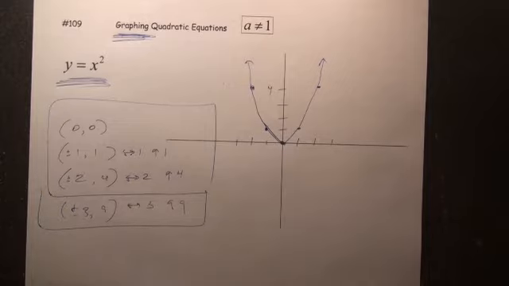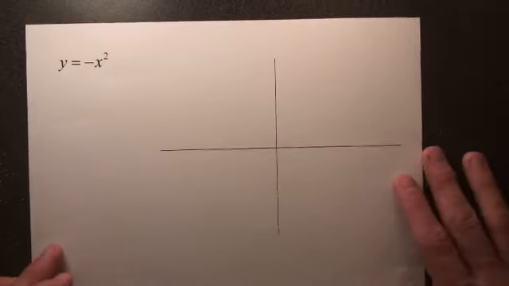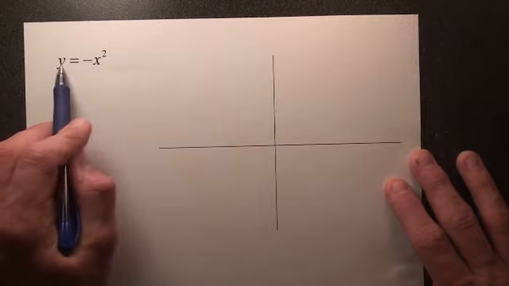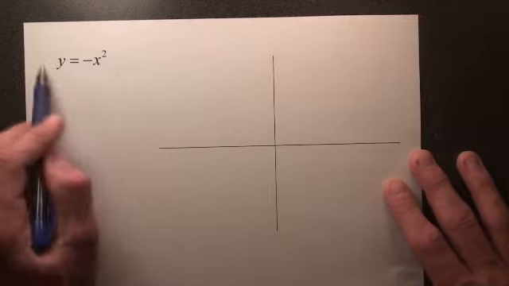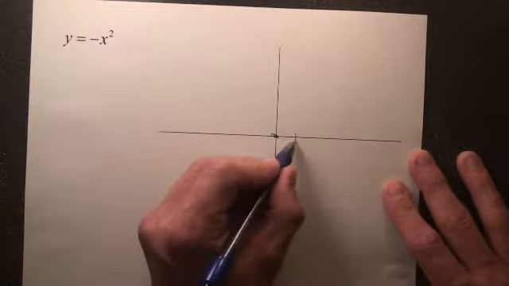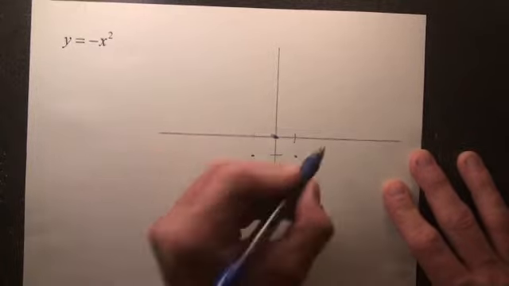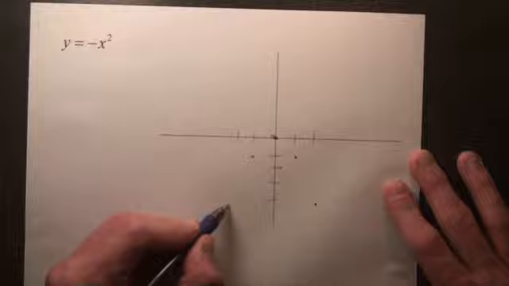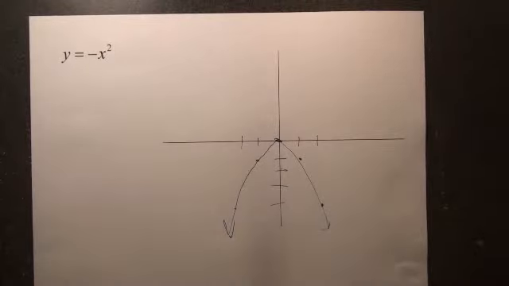All right, now let's go to the next one. The next one has the a value at negative 1. All right, well, what's going to happen here? All this is saying is take the y values, make them negative. See, the equation tells the story. Y values are negative. So 0, 0, to the right 1, down 1, to the left 1, down 1, to the right 2, down 4, to the left 2, down 4. Right there. All right? So that's the a value at negative 1.